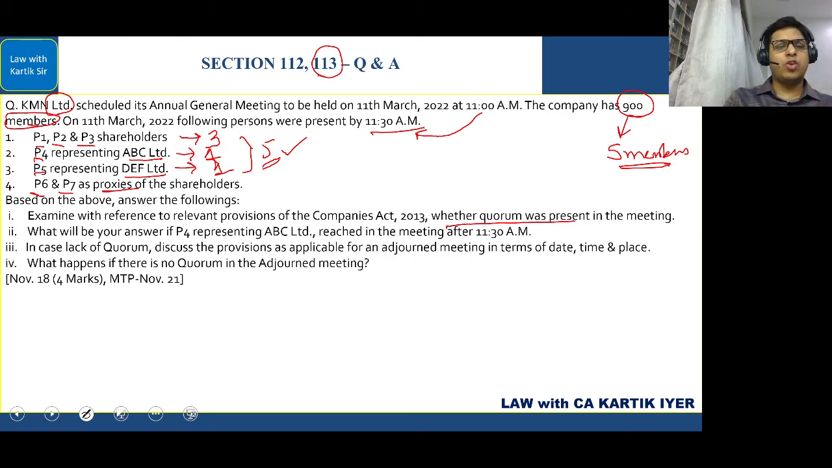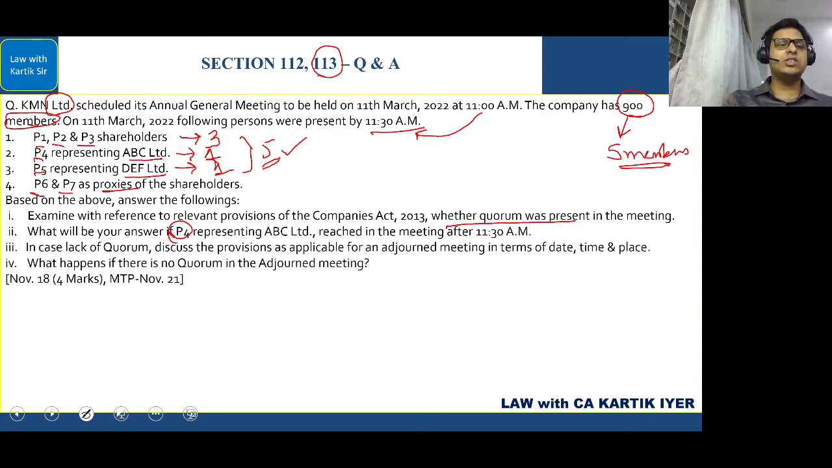Part number 2 says, what will be your answer if P4 representing ABC Limited reaches the meeting after 11:30 a.m.? See, quorum has to be present within half an hour from the time on which the meeting is called. Here P4 is coming after half an hour, after 11:30 a.m. So in this case, the quorum will not be 5, it will become 4, and hence we will say that a quorum is not there for the meeting.